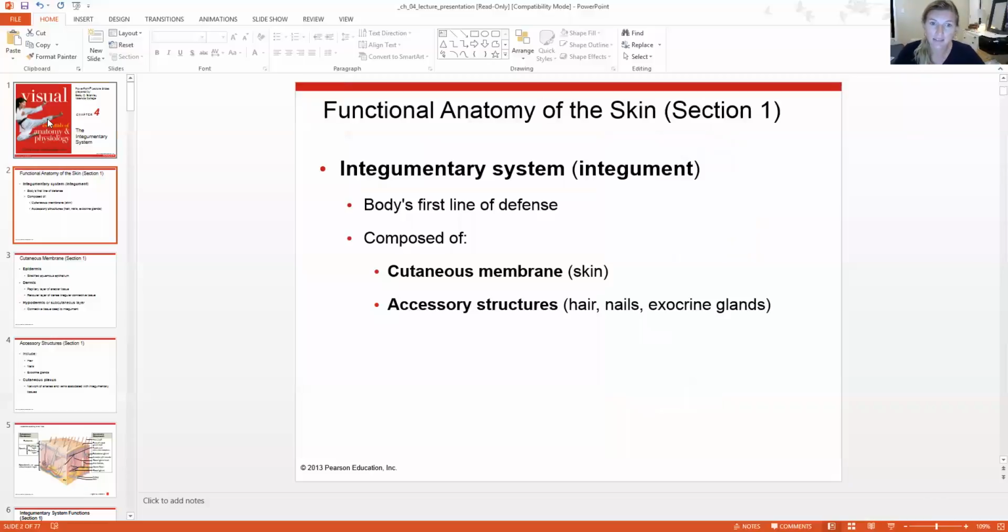So this is the integumentary system. It's really our body's first line of defense. It's really two main structures that we're talking about when we talk about our skin, and that is the cutaneous membrane, that's the skin itself that you see, and then all of the accessory structures like your hair, your nails, and then all the glands that are associated with the integumentary system, which are called exocrine glands, as opposed to endocrine glands like your pancreas and thyroid, right?